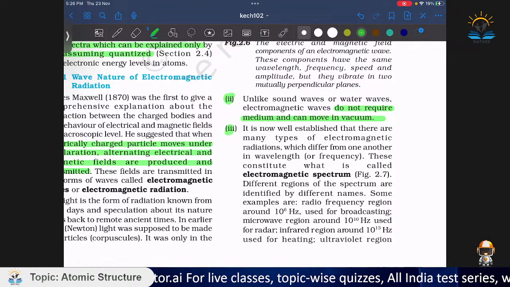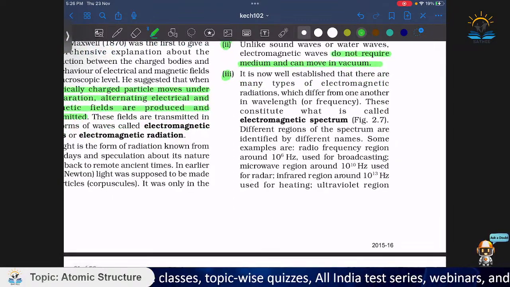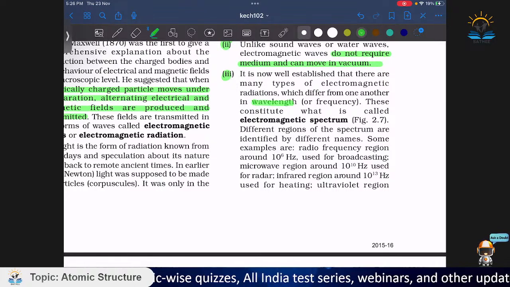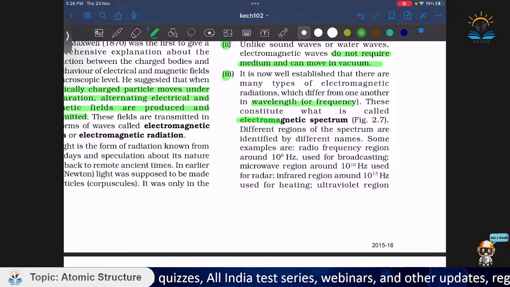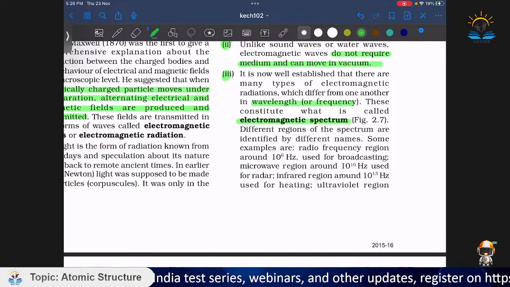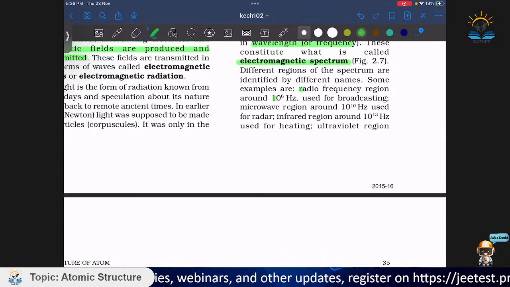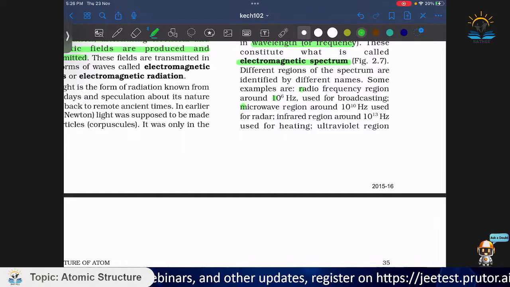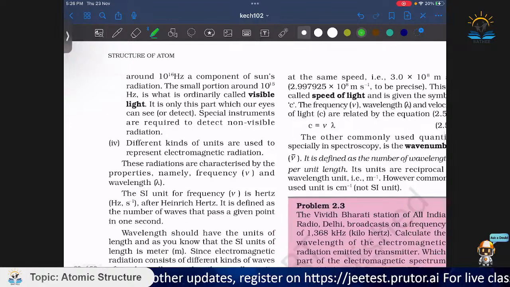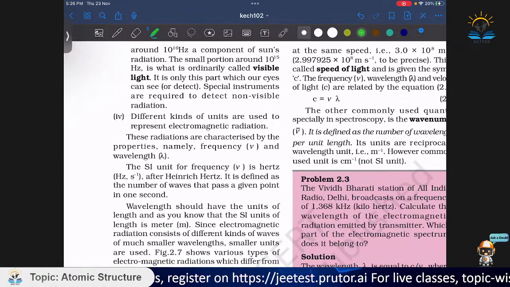This was the second point. Now, electromagnetic radiations differ from each other in terms of wavelength, and they form an electromagnetic spectrum because of that. Different regions are identified with different names, different frequency. For example, radio frequency and microwave frequency is there, infrared region is there, UV region is there. Only a small portion of this frequency is called visible light.